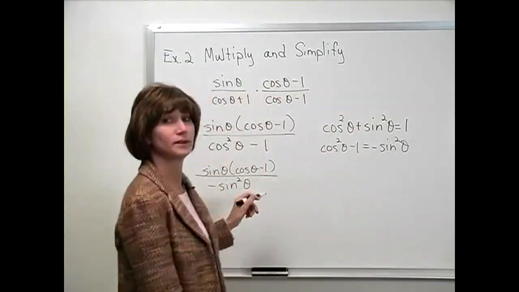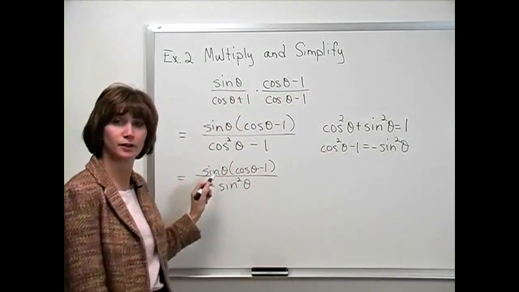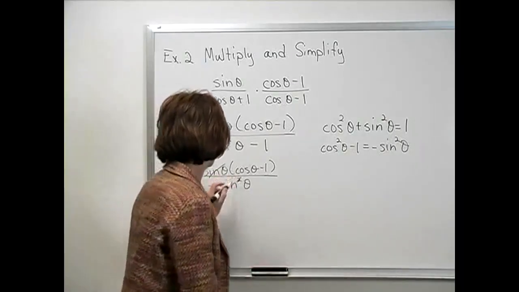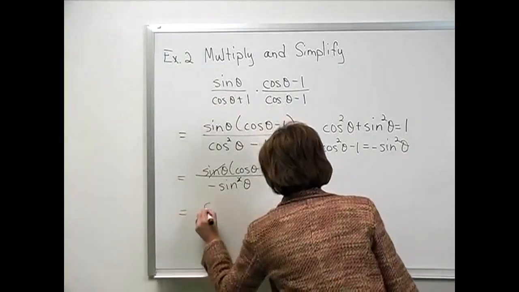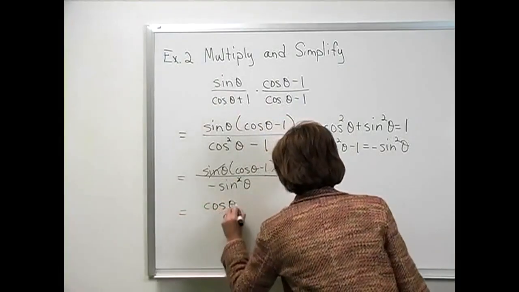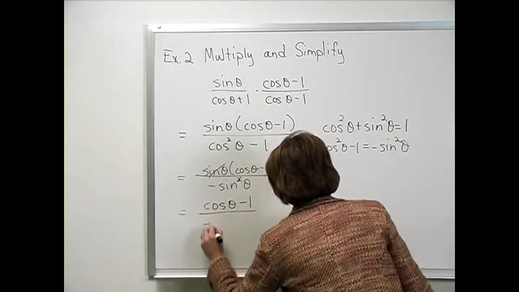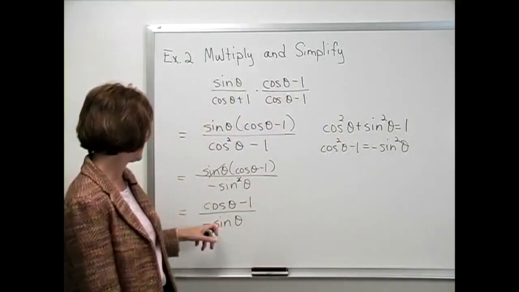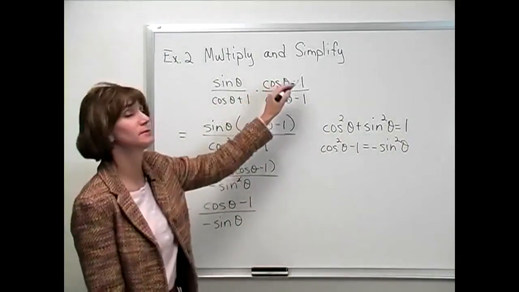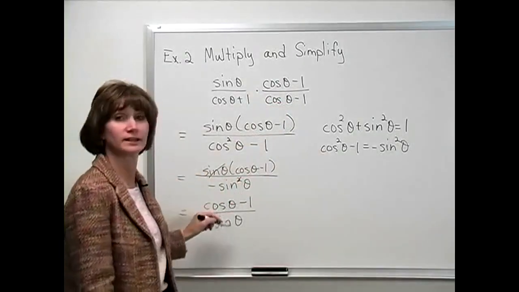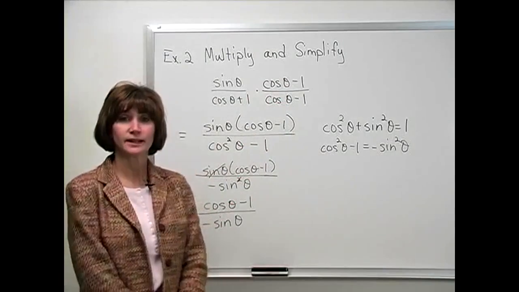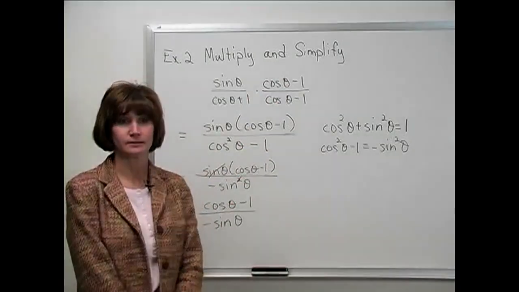Now let's take a look. We notice that we have a factor of sine theta in the numerator and a sine theta in the denominator. We can reduce. And so we're left with cosine theta minus 1 in the numerator over negative sine theta in the denominator. So again, many times we'll multiply by some expression of 1 to try to establish the identity to get the other side. All right, let's take a look at establishing identities.